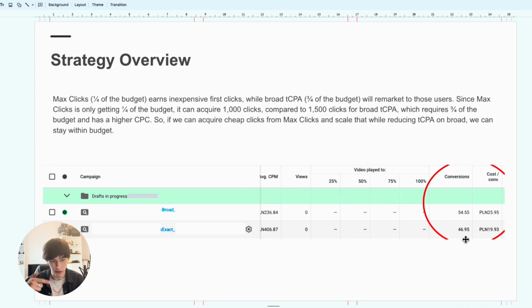Since max clicks is only getting 1/4 of the budget, it can acquire 1000 clicks compared to 1500 clicks for broad target CPA, which requires 3/4 of the budget and has a higher CPC. So if we can acquire cheap clicks from max clicks, and we can scale that while reducing target CPA on broad, and also we can stay within same budget.